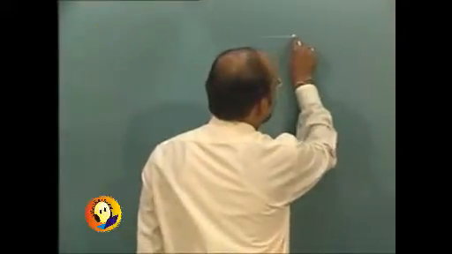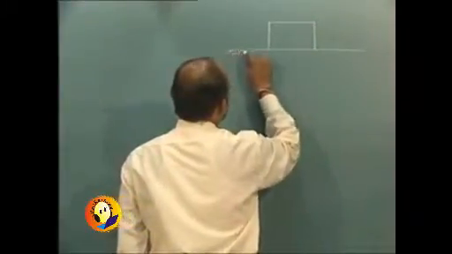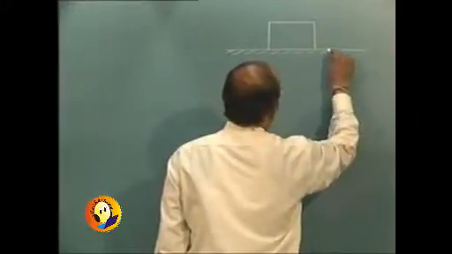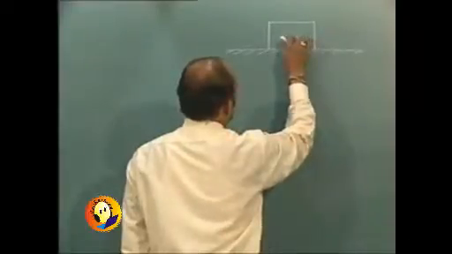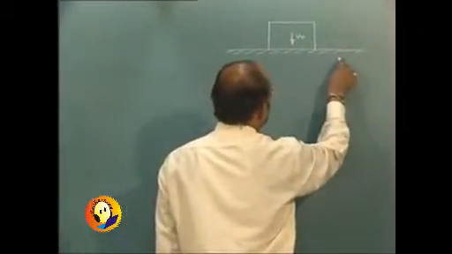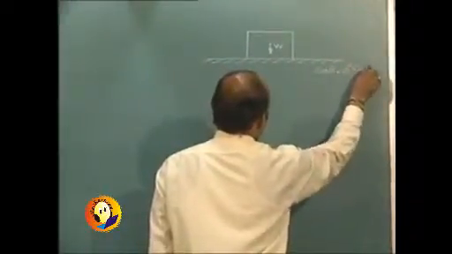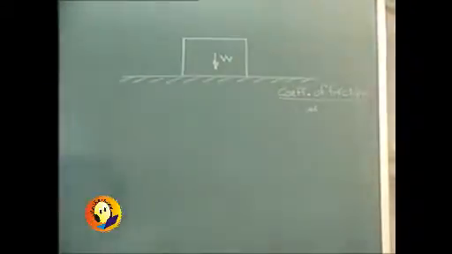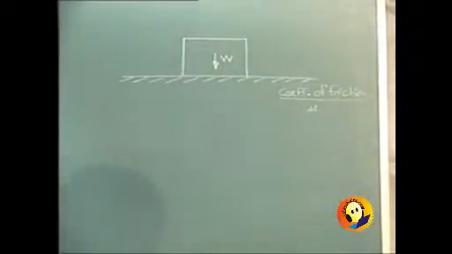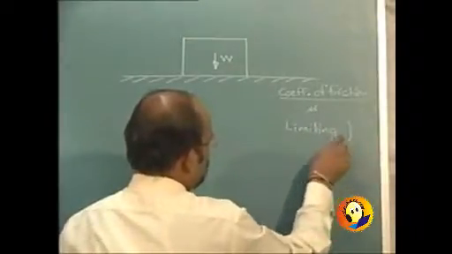Consider the case: some block is kept on some surface. Say its weight is W. It is given that the coefficient of friction, the coefficient of limiting friction, the wording is limiting friction, is mu.